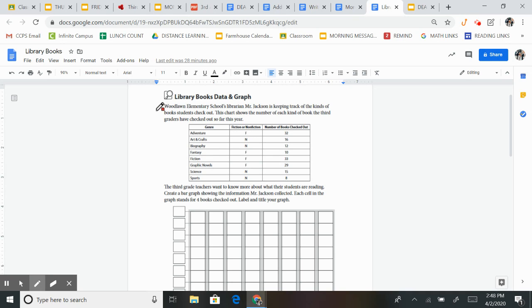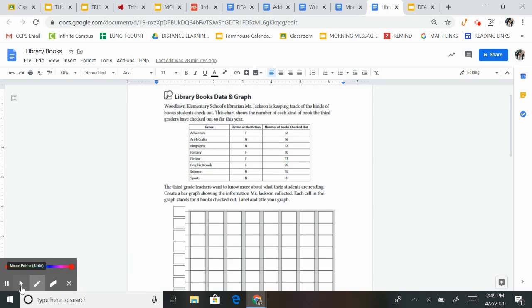Woodlawn Elementary School's librarian, Mr. Jackson, is keeping track of the kinds of books students check out. This chart shows the number of each kind of book the third graders have checked out so far this year. So you can see that the genres here are adventure, arts and crafts, biography, fantasy, fiction, graphic novels, science, and sports.